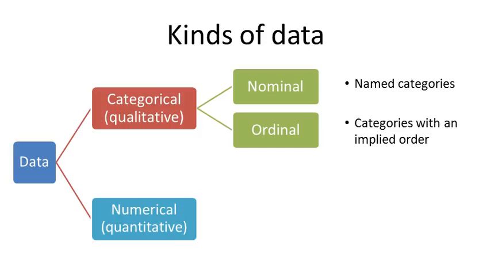Both of these kinds of data are in categories. Nominal is when they're just named. Ordinal is when there's some kind of implied order.